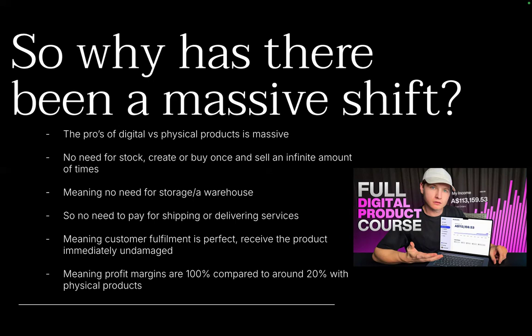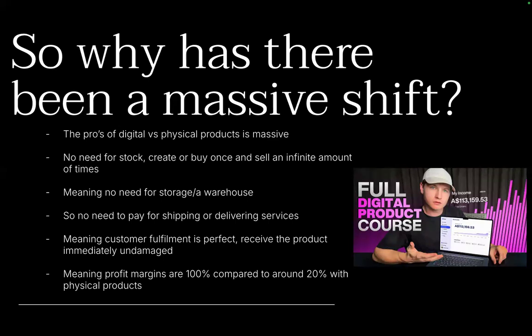Whereas with digital products, you create it once. You create an application once, you create a podcast once, you create an ebook once, you can create all these different digital products once, or you can buy the rights to one once, and you can sell that an infinite amount of times. So that's the first pro: you don't need any stock. You take the time to either create it, or if you're lazy like me, you can buy the rights to one and then sell it an infinite amount of times.